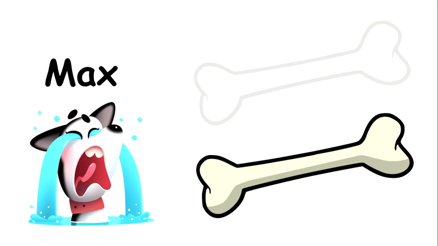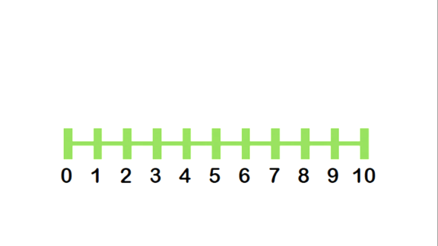Okay, now let's look at that on a number line. So Max had how many bones? 2. Nice. Max had 2 bones, and now we're going to do this on a number line. So Max had 2 bones and we're going to have to take away the 1. So we'll have to hop back 1 place.